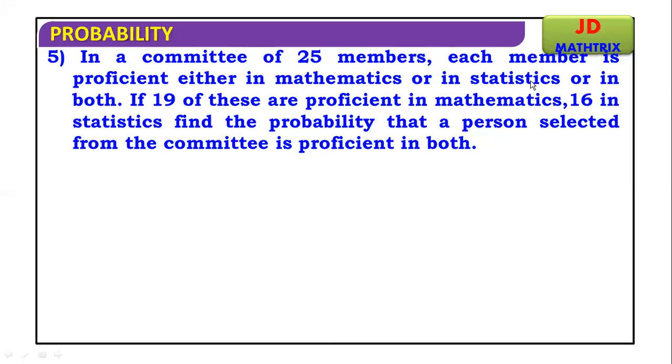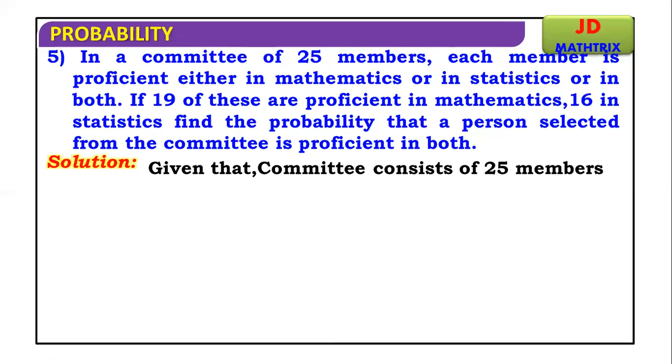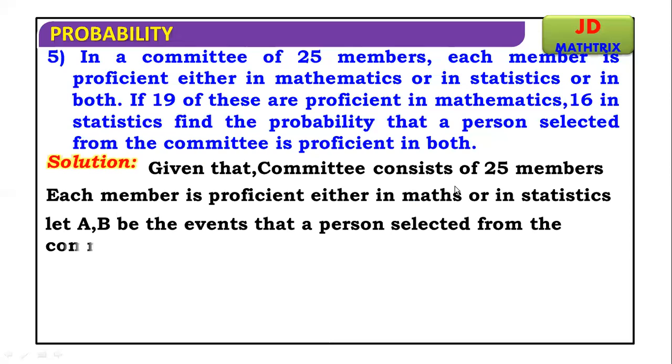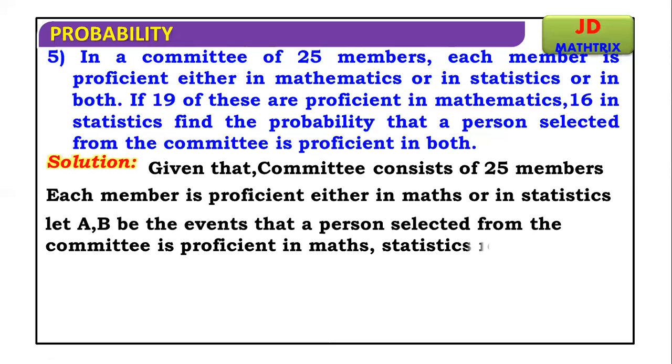Now let us define the events. Given that a committee consists of 25 members, each member is proficient either in maths or in statistics. Therefore, A union B, that is, let A, B be the events that a person selected from the committee is proficient in mathematics, statistics respectively.